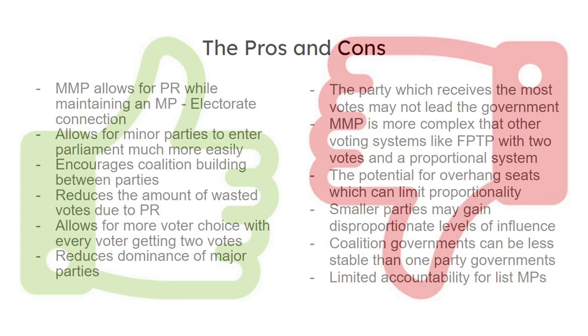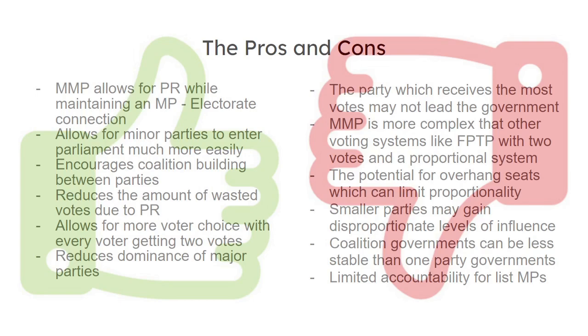MMP encourages coalition building between parties, as it's very rare for parties to receive a majority of the seats. For instance, in New Zealand, under MMP since 1996, there's only been one party who's ever managed to get a one-party majority, and that was Labour following the 2020 election. It reduces the amount of votes wasted due to the proportional representation used, allows for more voter choice with every voter getting 2 votes, and reduces the dominance of the major parties.